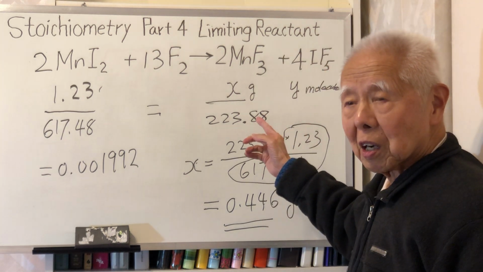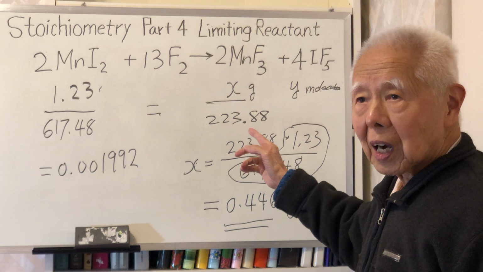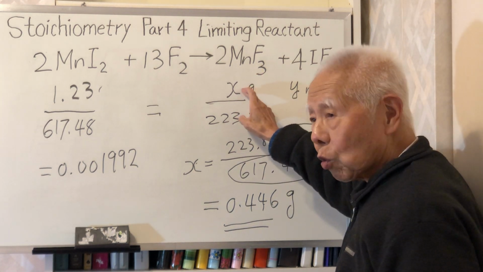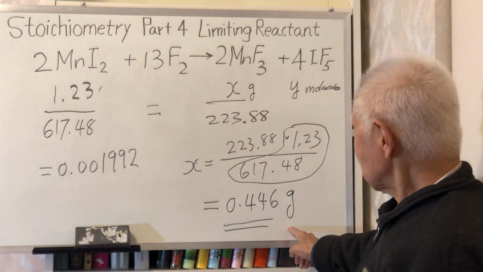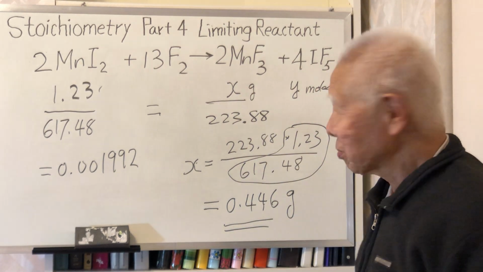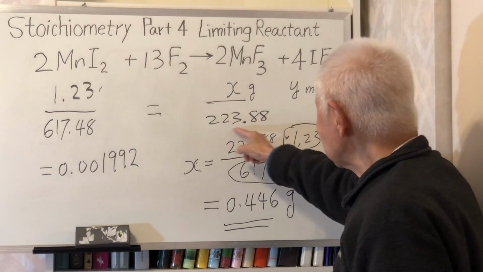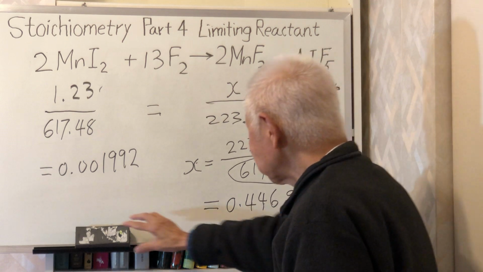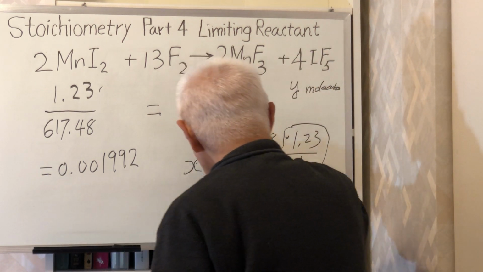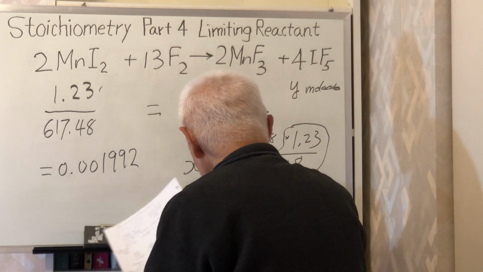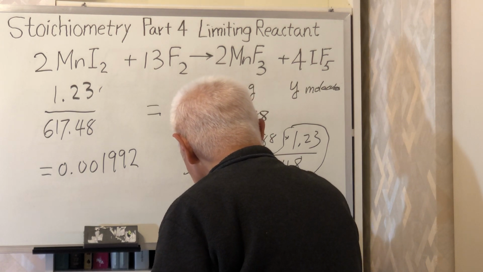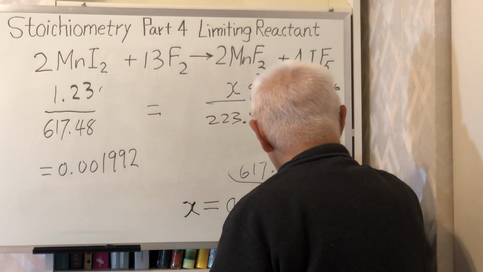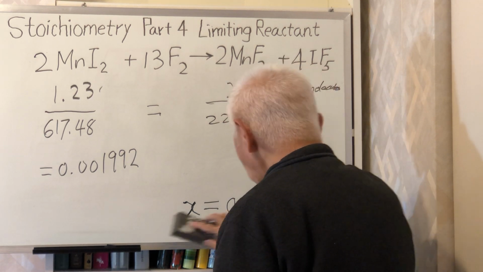What is the quantity of the product, of this product? How many grams? It is this number multiplied by this number. Okay, that's for this part. Let me write this. X is equal to this. Okay, I can erase that. So I have one answer now.